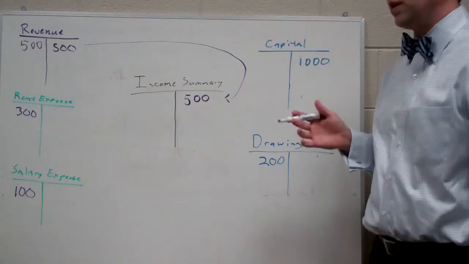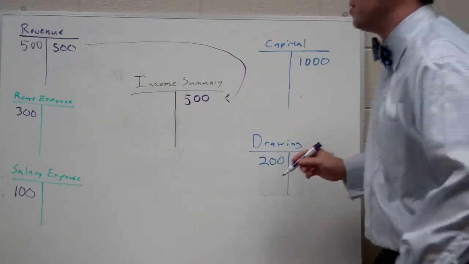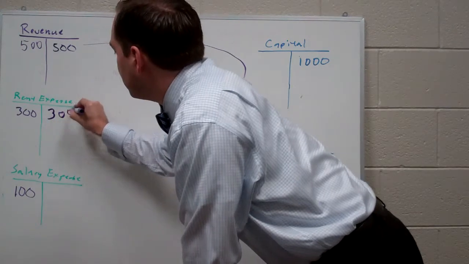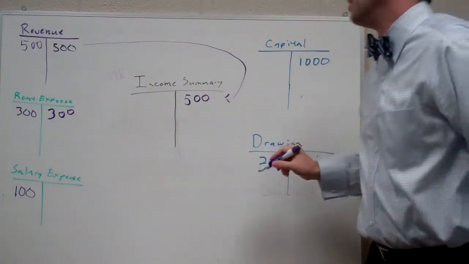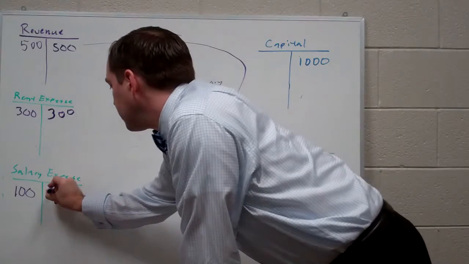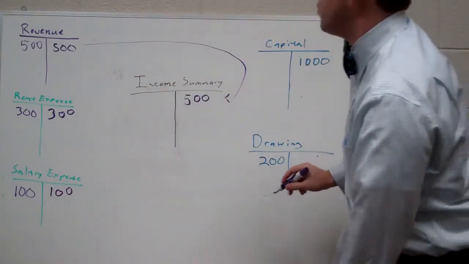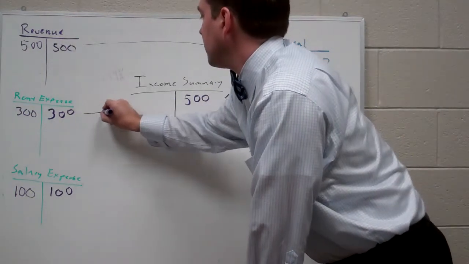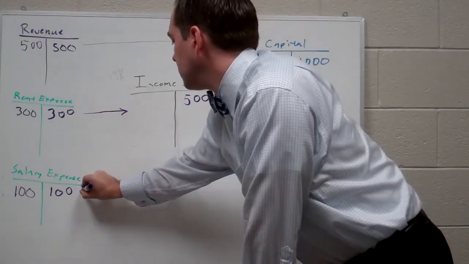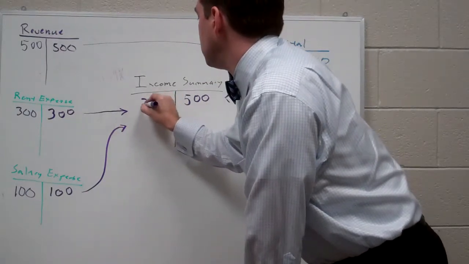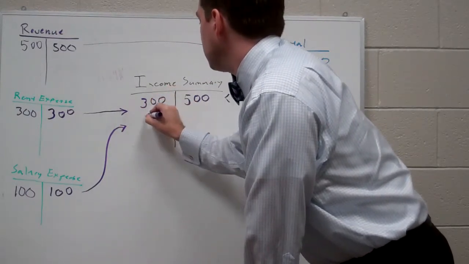Now, we're going to do the same thing with our expenses. We have a $300 credit to rent expense to close out that account, and a $100 credit to salary expense to close that out. And each one of those gets a corresponding debit to the income summary account.